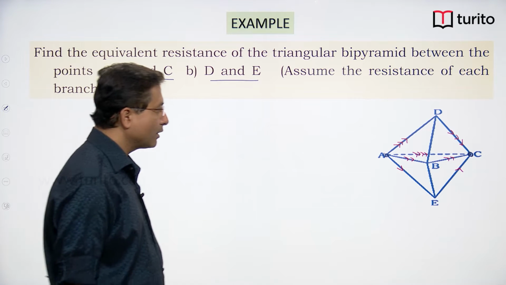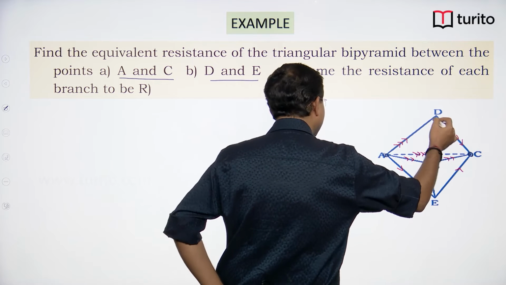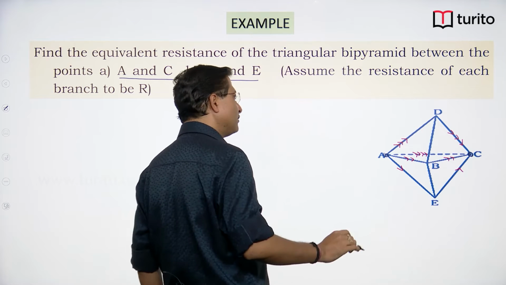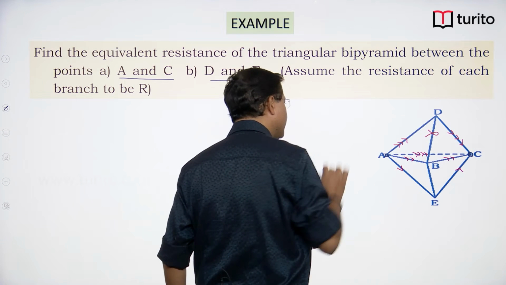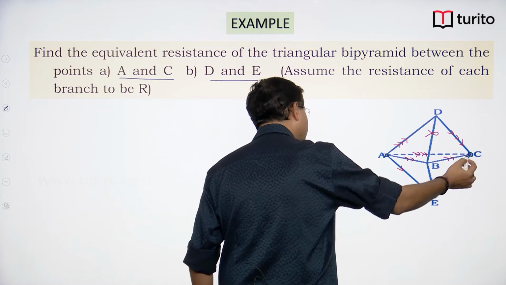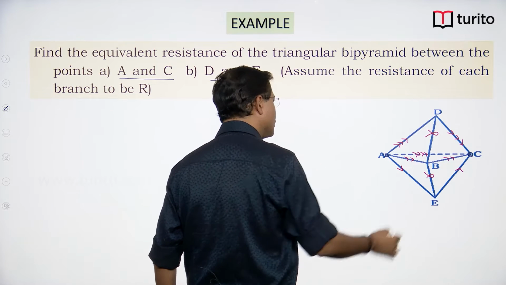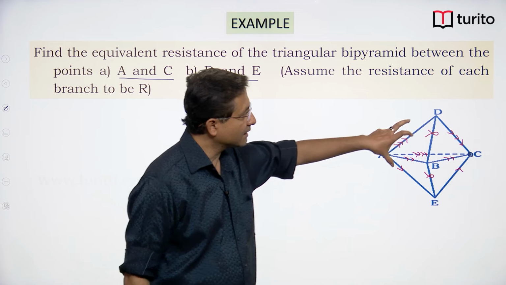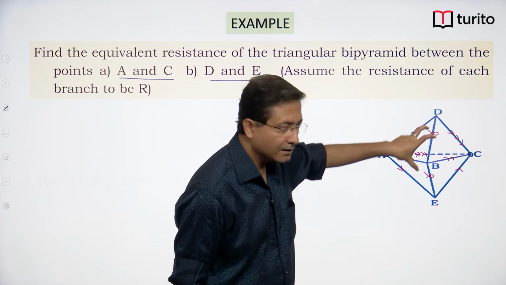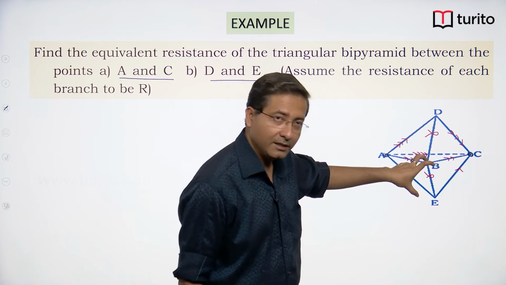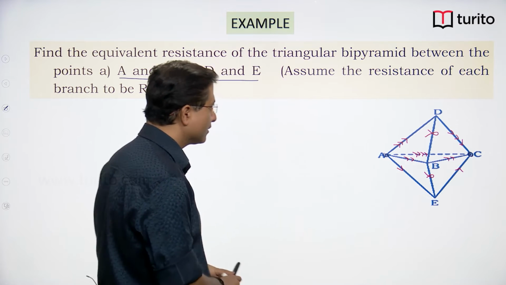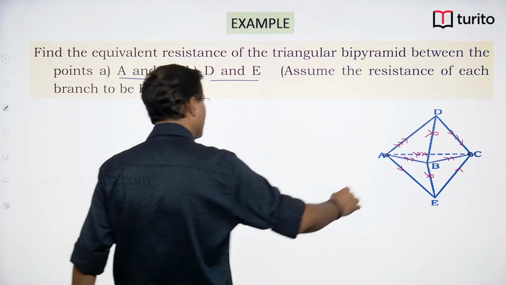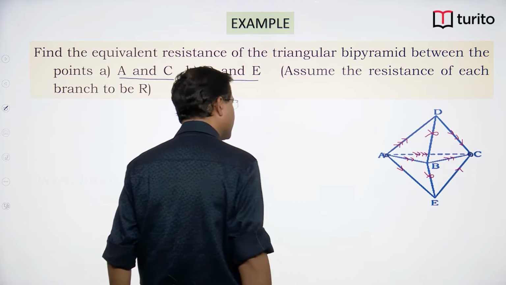As between input and output there is only one junction, I can safely say that there is no flow of current here. Similarly here also there is no flow of current, so I can remove these two. So the resistor connected between DB and the resistor connected between BE are not carrying current. So I can remove these.